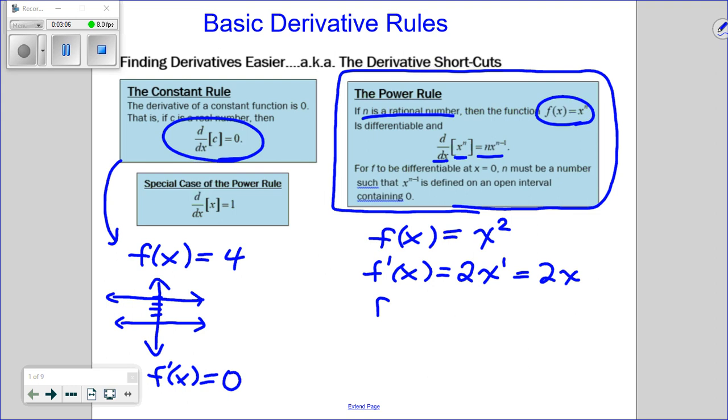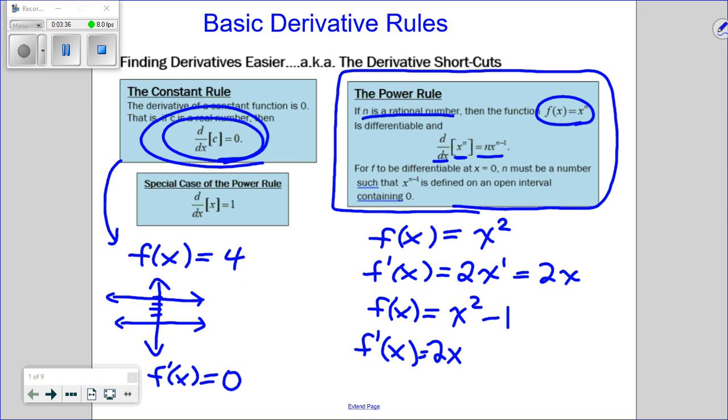Or, like in class today, our function was x squared minus 1 in our warm-up. And so when we had used the definition of the derivative, we had gotten 2x as the derivative. Well, now that is super duper easy because the derivative of x squared is 2x. And then the derivative of a constant, so the minus 1, going back to our constant rule, the derivative of negative 1 is 0. So you end up with 2x plus 0, which is essentially 2x. So that is super easy now to find that derivative.